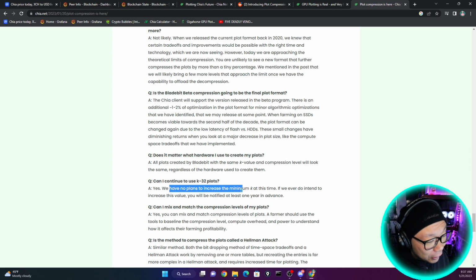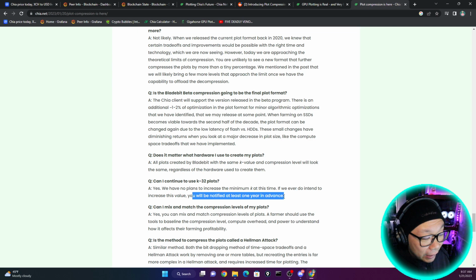Yes, we have no plans to increase the minimum K at this time. At this time, guys, at this time. Because anyone who can spoof plots under 28 seconds, like Chia said, then you need to start upping your Ks, like K34s or whatever. If we ever do intend to increase the value, you will be notified at least 1 year in advance. How do you even predict that?